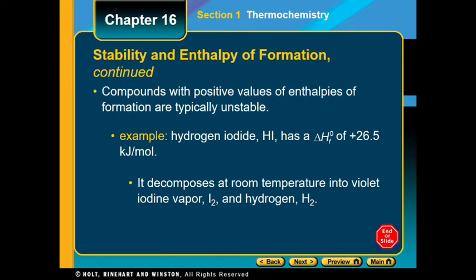If your enthalpy values are positive, you can see in this example right here for hydrogen iodide, and again that's a compound, delta H is plus 26.5. And this one will decompose at room temperature into iodine vapor and hydrogen gas.